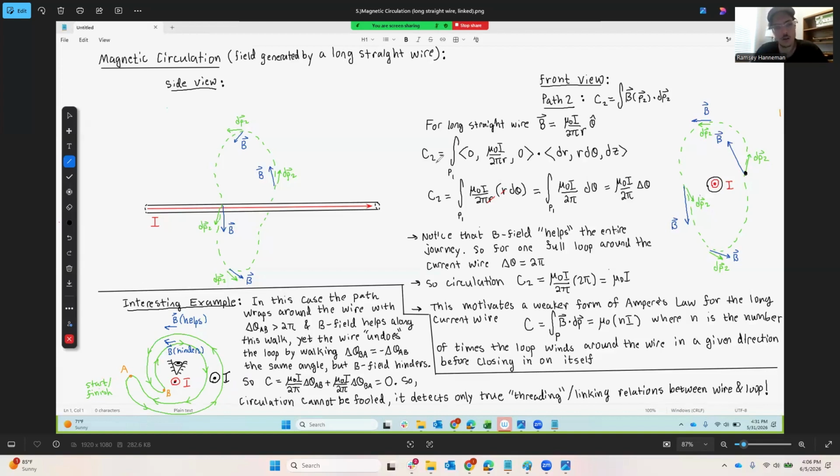But it's so interesting that the dot product and the way the field decays, it doesn't really care about what the loop does. All it cares about is the change in the angle. And so it doesn't matter how complex of a case you throw at it. If the wire goes through the loop in a way that can't be undone without breaking the loop, then you're going to have a linking or a threading, and the circulation is going to be proportional to the current going through it.